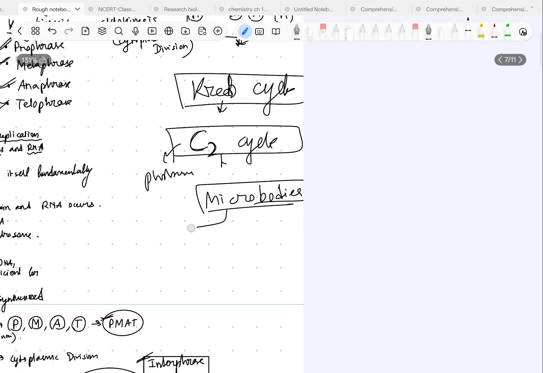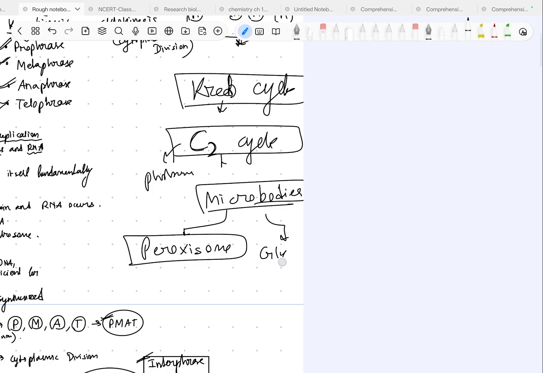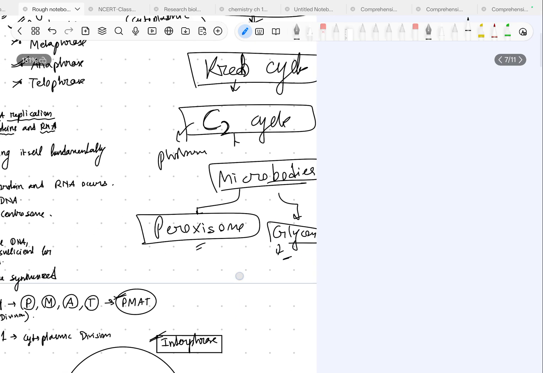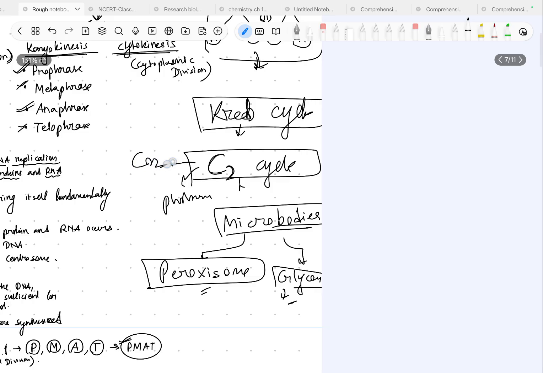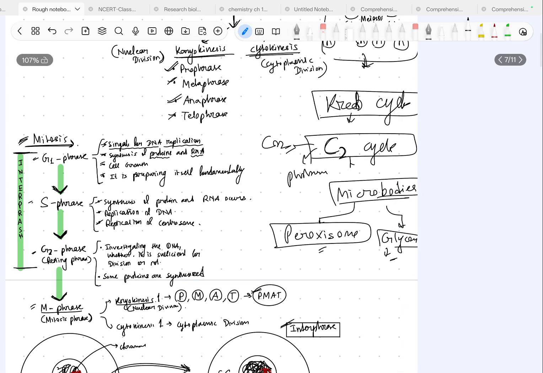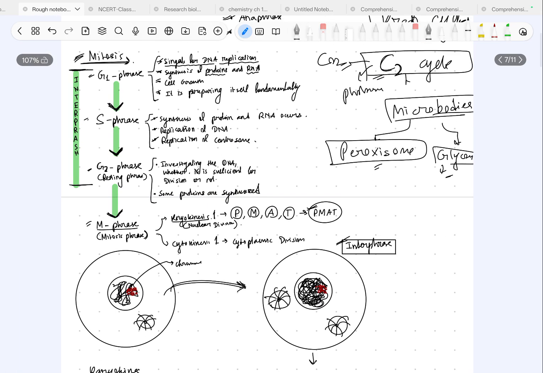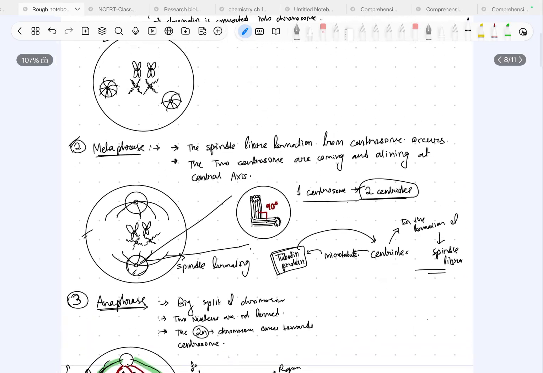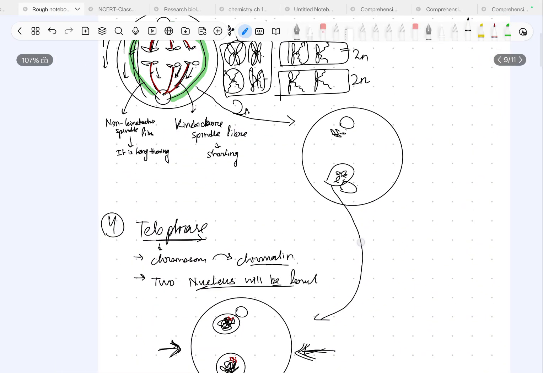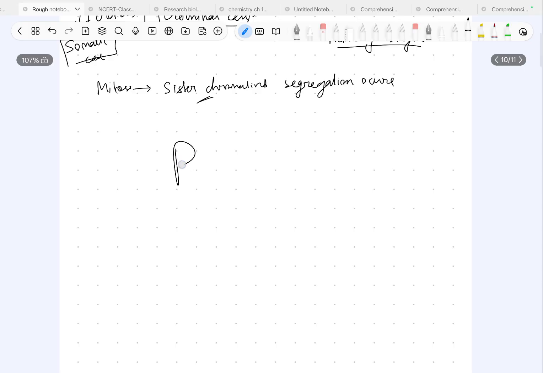There are two types of microbodies, that is peroxisome and the second is glyoxysome, which is basically a specialized peroxisome, but it works differently. In the C2 cycle, actually the loss of CO2 occurs. We will study about it. It is actually a 10th class topic, the C2 cycle. But the Krebs cycle and cell division are 11th, 12th level, though in the 9th class also they are there. But in the 9th class the proper definition and description is not given like this, which we have studied.